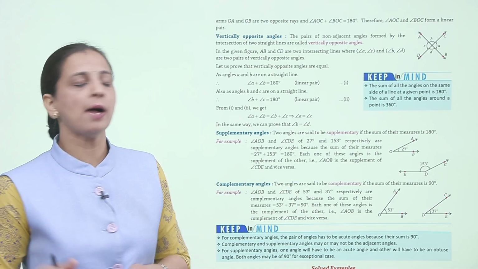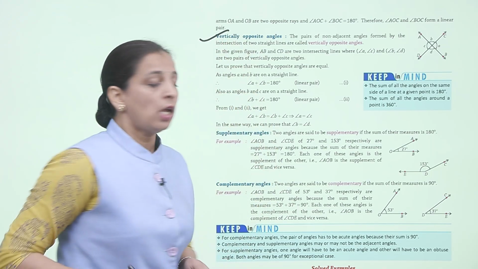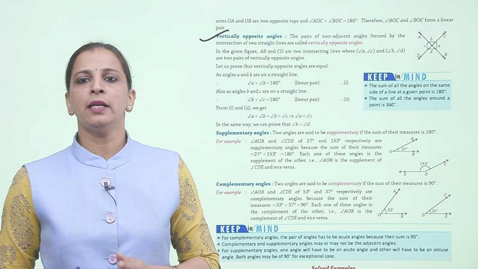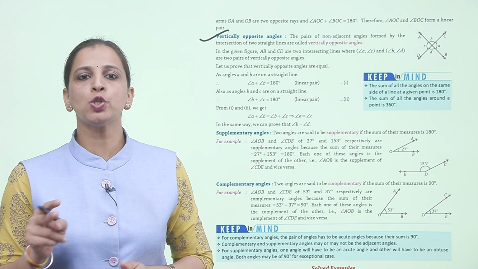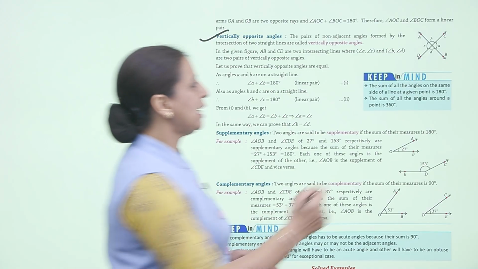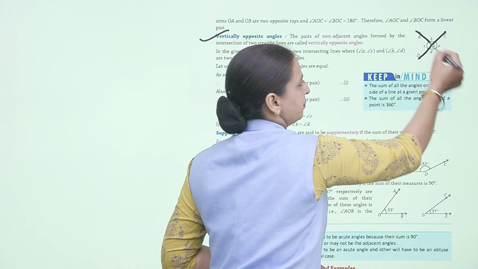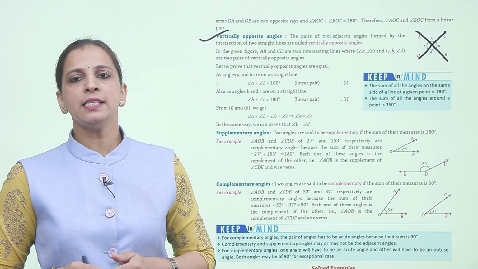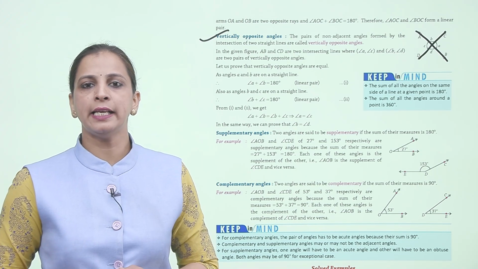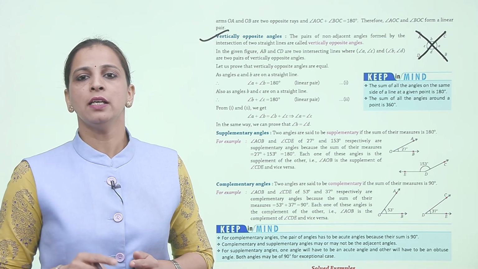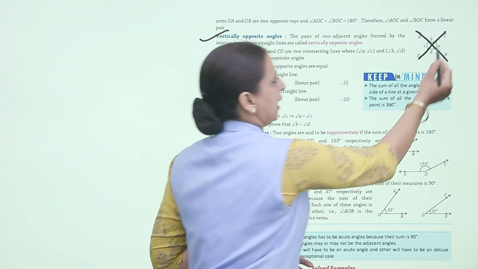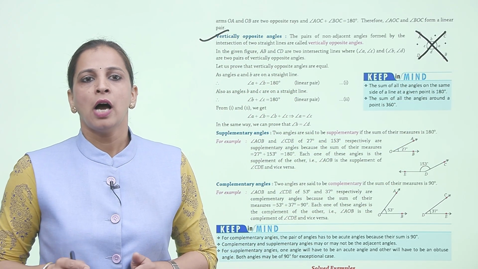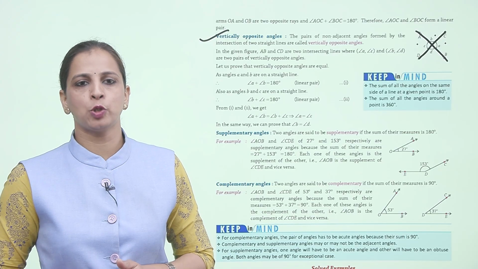Next is vertically opposite angles. The pair of non-adjacent angles formed by the intersection of two straight lines are called vertically opposite angles like this. In the figure, AB and CD are two intersecting lines where angle A and angle C, angle B and angle D are two pairs of vertically opposite angles.